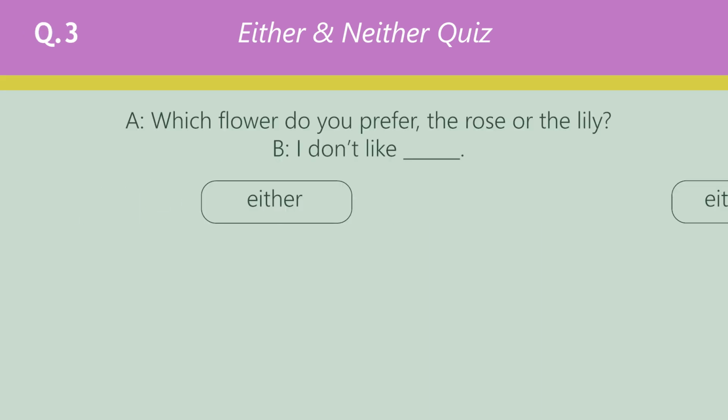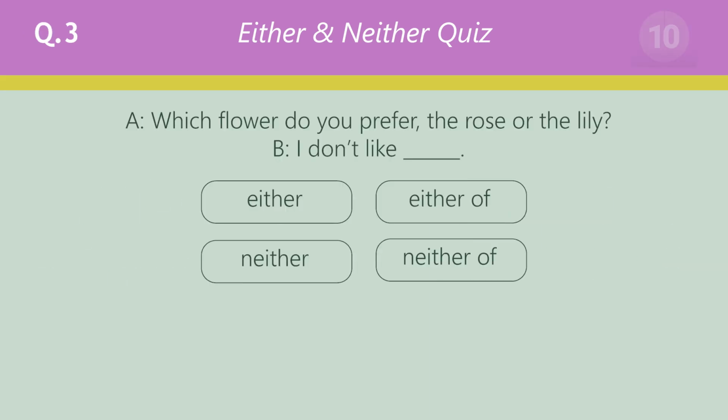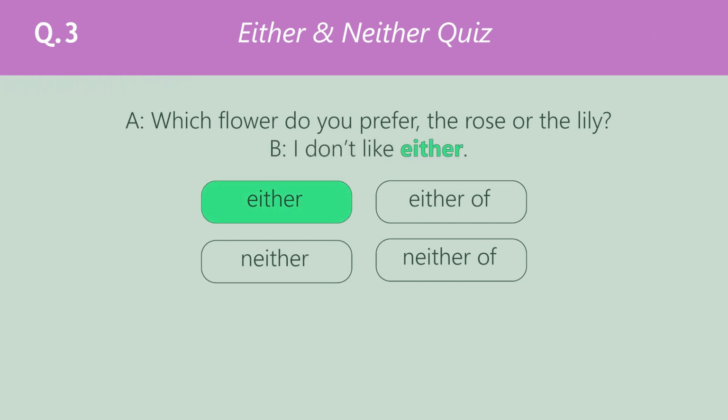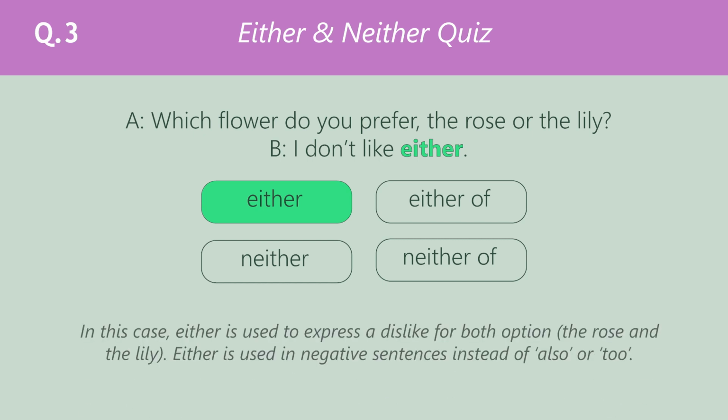Question 3. Which flower do you prefer, the rose or the lily? I don't like either. In this case, either is used to express a dislike for both options, the rose and the lily. Either is used in negative sentences instead of also or too.